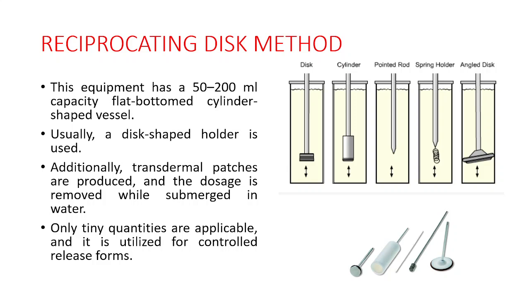Reciprocating disc method. This equipment has 50 to 200 ml capacity, flat-bottomed cylinder-shaped vessels, and a dish-shaped holder is used here. Additionally, transdermal patches are produced and the dosage is removed while submerged in water. Only tiny quantities are applicable and it is utilized for controlled release forms. You can see these different images: disc model, cylinder, pointed rod, spring holder and angled disc.